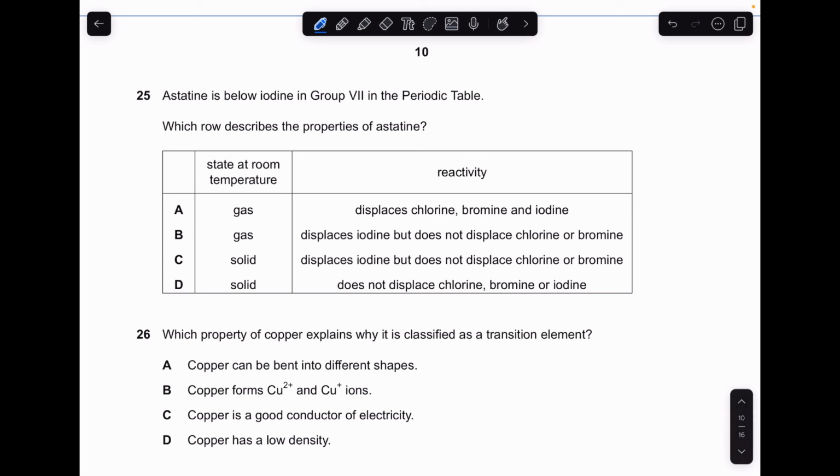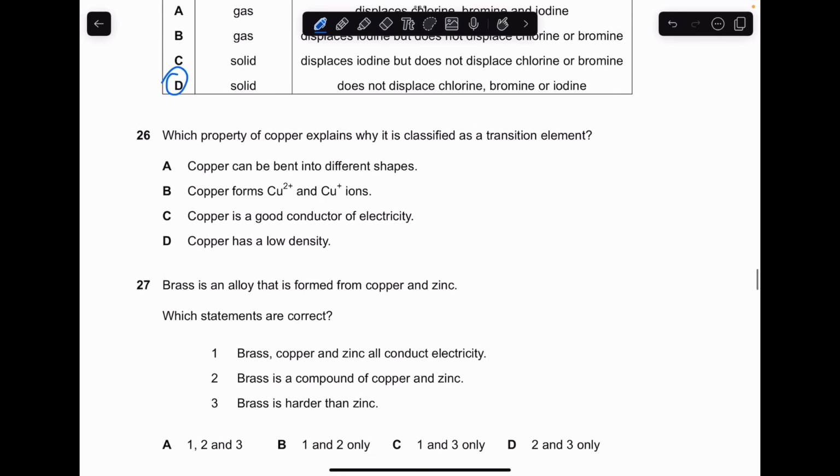Question number 25. Astatine is below iodine in group 7 in the periodic table. Which row describes the properties of astatine? So if you remember, in group 7, as you go down, their reactivity decreases, and the melting point and boiling point will increase, meaning they will be solid at room temperature. So it's C or D, and it does not displace chlorine, bromine or iodine because it's less reactive than them. So it's D.